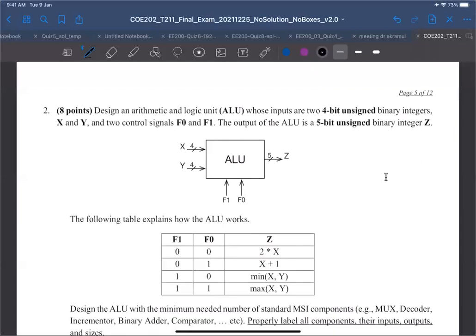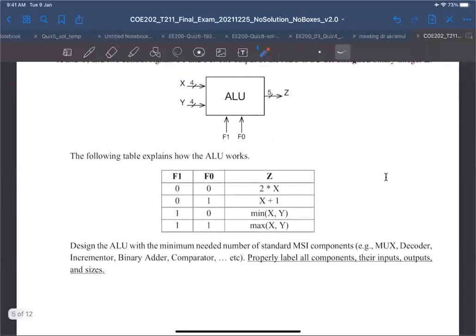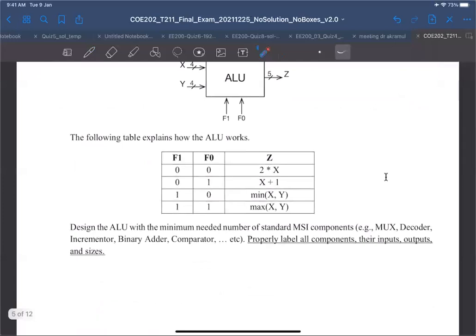So this is the black box diagram of the ALU, and this is the function table. When the function is 0, 0, the ALU produces twice x, or 2 times x. When it is 0, 1, we have x plus 1. When it is 1, 0, we have the minimum of x and y, and when it is 1, 1, we have the maximum of x and y.